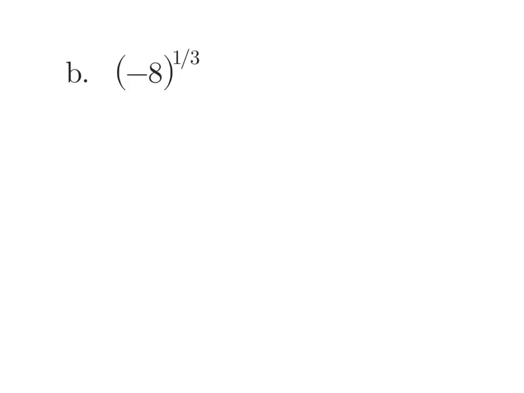Alright, if we look at -8 raised to the 1/3, our denominator becomes our index, and we get the cube root of -8. I can simplify this. The cube root of 8 is 2. The cube root of -8 is -2. Remember that if it's an odd root, you keep the negative sign.